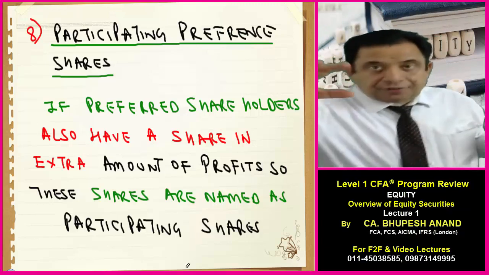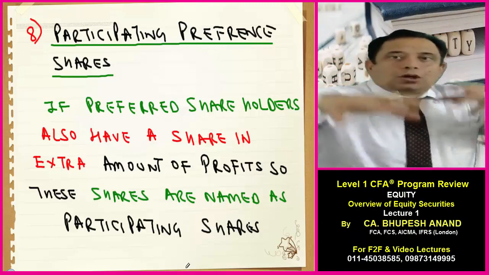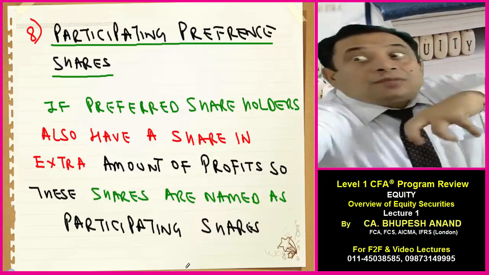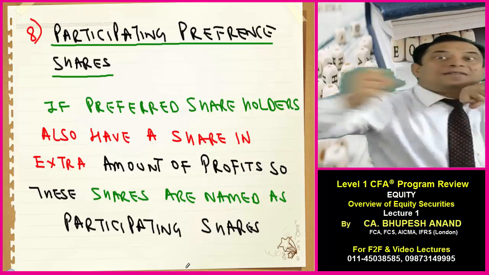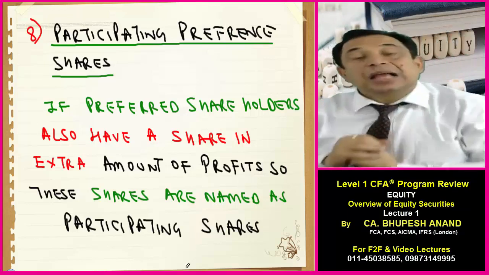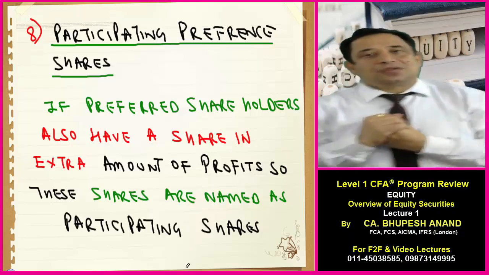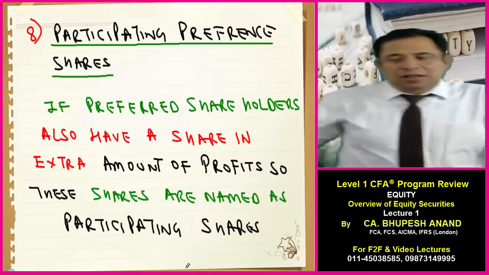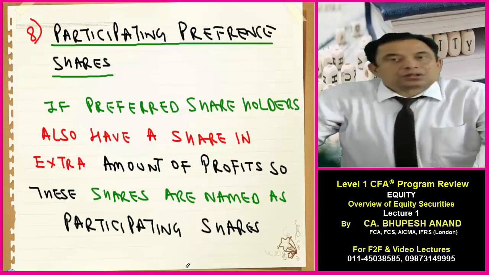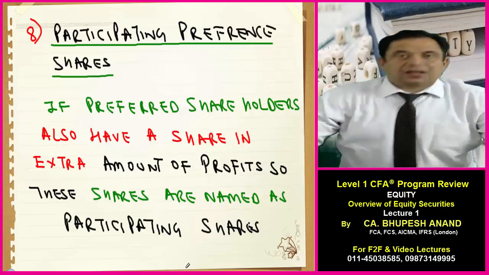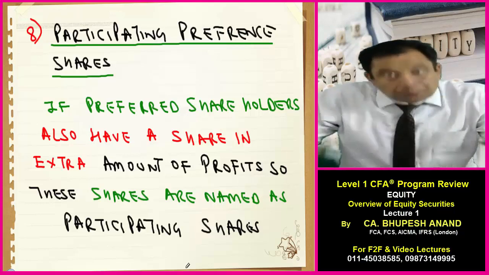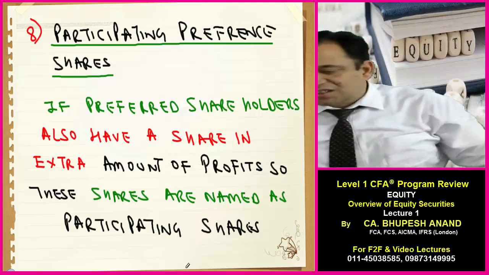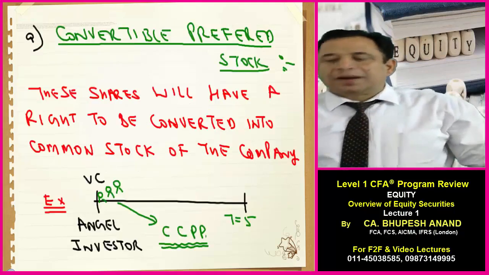I repeat, if the preferential holders also get an extra amount other than dividend from those profits, then that type of preferred stock is named participating preferred stock. You getting my point? Participating means to have a participation in the profits. So just write down: if preferred shareholders also have a share in the extra amount of profits, other than the fixed amount of dividend, then these shares are named participating shares.